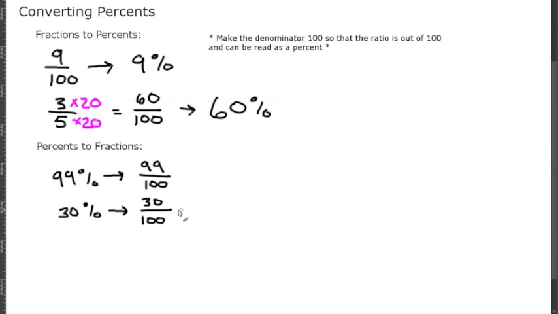And the second one can be simplified. The greatest number that can go into both 30 and 100 is 10. So we're going to divide the numerator by 10 and divide the denominator by 10 to simplify. So this is going to give us 3/10. Put into words, when converting from a percent to a fraction, you need to change that percent into a fraction that's out of 100 and then simplify.